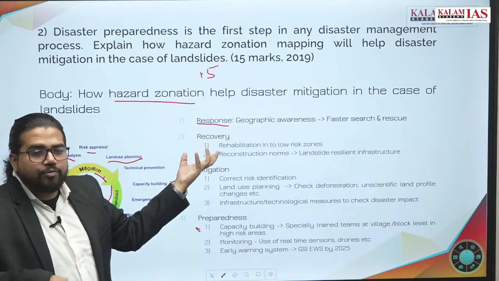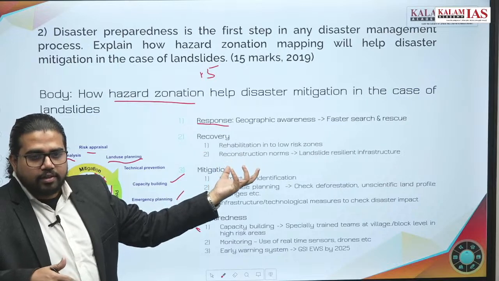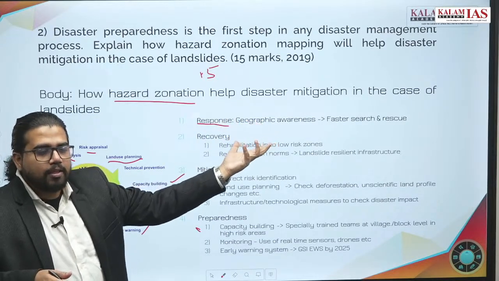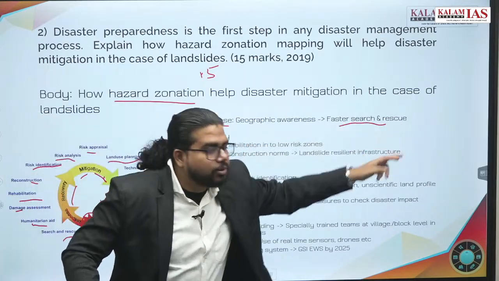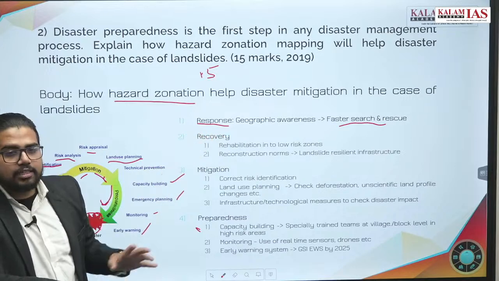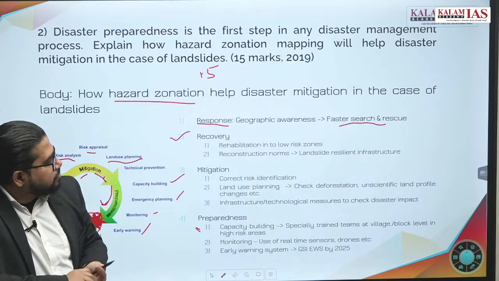If you have a map, what is the advantage? You know the geography. You know where there is scope for the next disaster also. So search and rescue can be more efficient if you already have detailed characteristics of the location. What else in recovery?